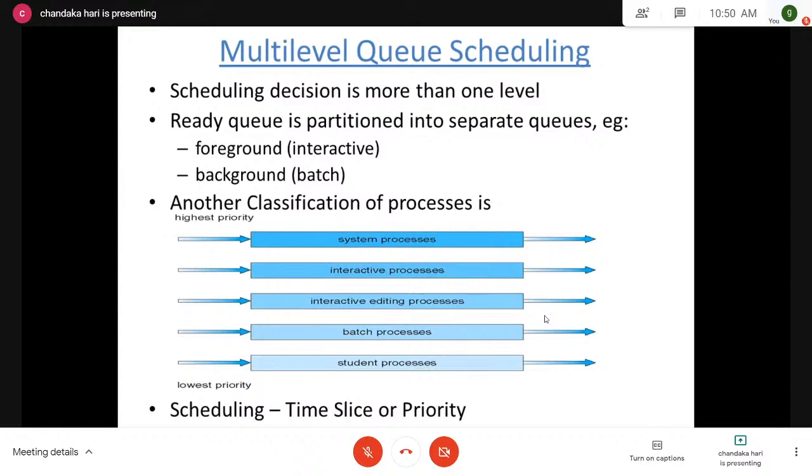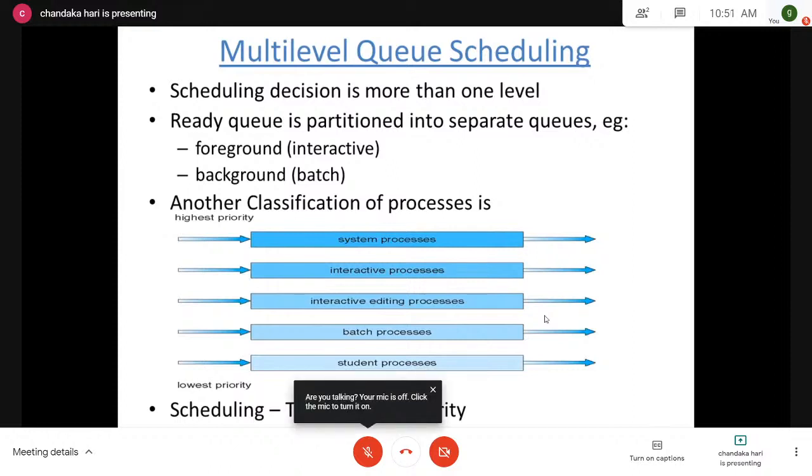The scheduling decisions are going to be happening at more than one level. That kind of scheduling algorithm is going to be called the multi-level queue scheduling algorithm. That implies the scheduling decisions are not going to be happening at one particular level; they are going to be happening at more than one level.